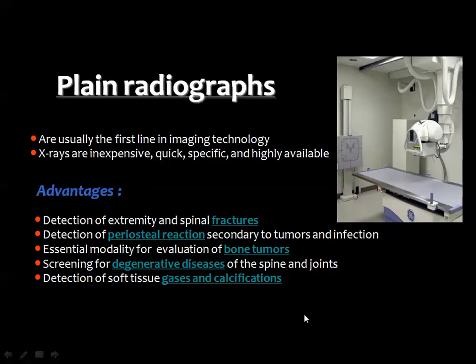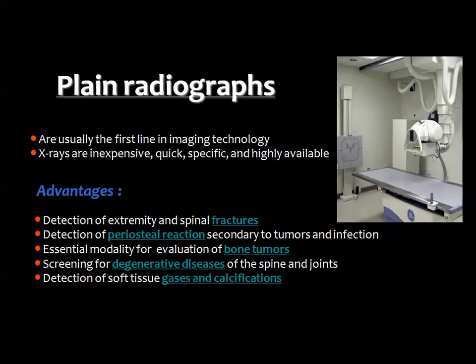Then we'll start with the plain radiograph. X-ray usually entails that the patient will be exposed to radiation, but of course the radiation dose from the X-ray is much lesser than the radiation dose from bone scan, for example, and also less than the radiation dose of CT scan. And here, plain radiographs are very essential. They are relatively inexpensive, they are readily available everywhere, and this is a very quick examination, and also it gives specific imaging findings that may help us in the differential diagnosis.